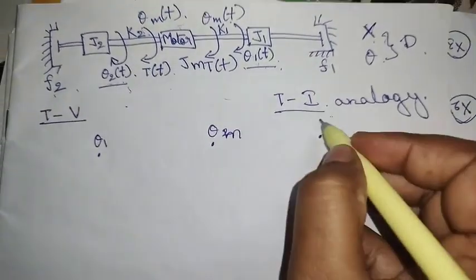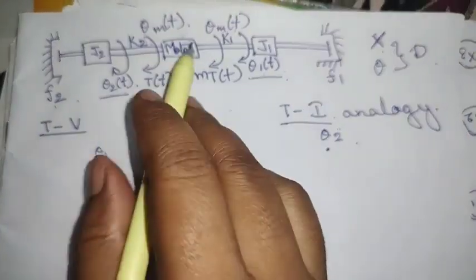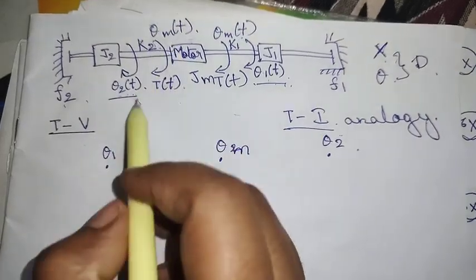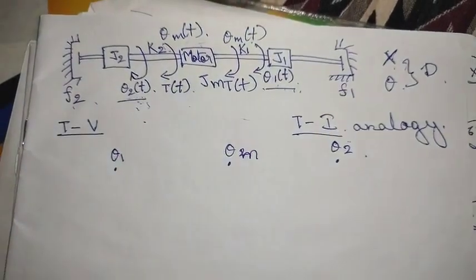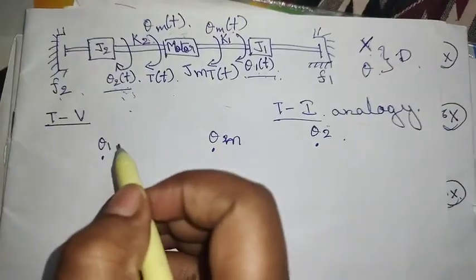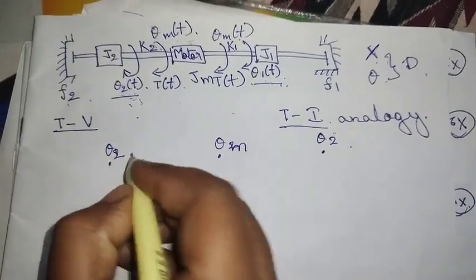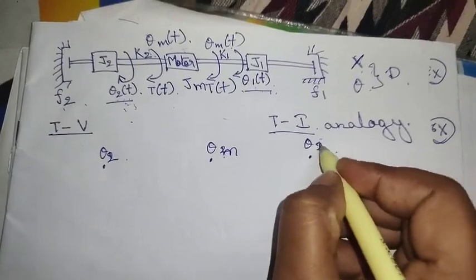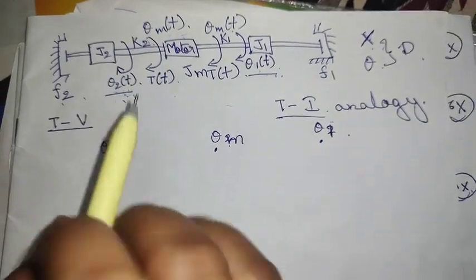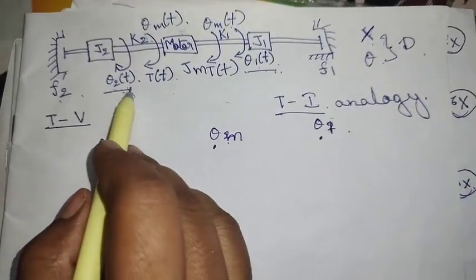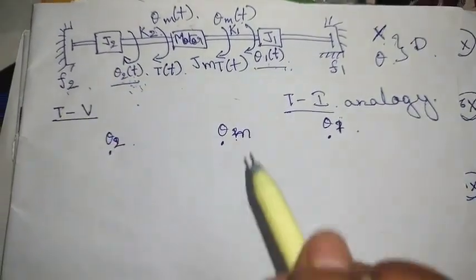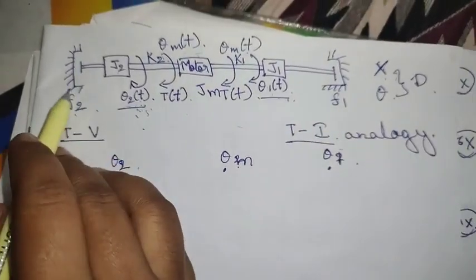theta m in the middle, because if you observe the circuit here, first you mark theta 1, next you mark theta m, next you mark theta 2. Or you can write first theta 2, next theta m, next theta 1, according to the circuit only, in order to reduce the confusion. If you observe the circuit, for theta 2, J2 and F2 are directly connected.